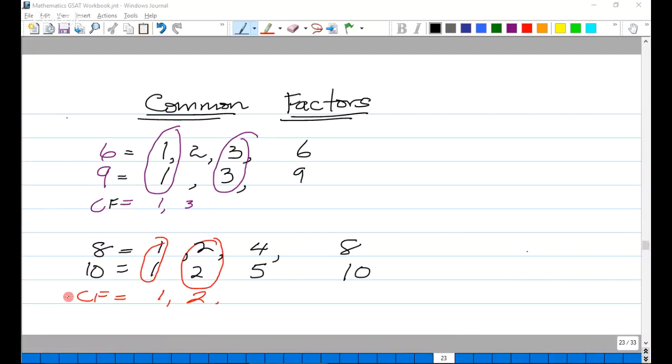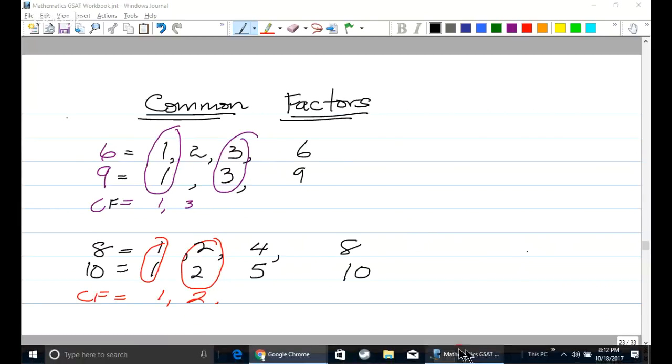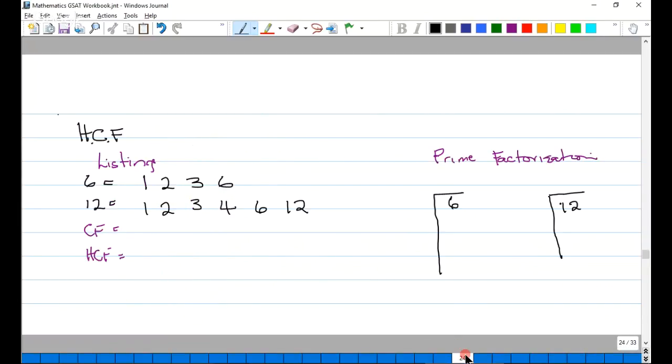Let's do another one. 8 and 10. The factors of 8, Anna K. Factors of 8 are 1, 2, 4, and 8. Good. Welcher, the factors of 10. 1, 2, 5, and itself. Very good. So the common factors now would be what? 1 and 2. All right.